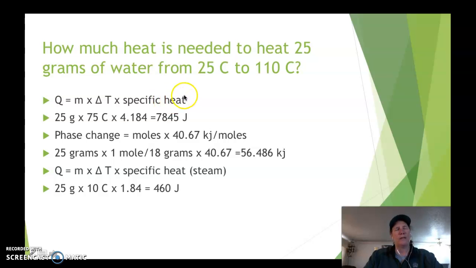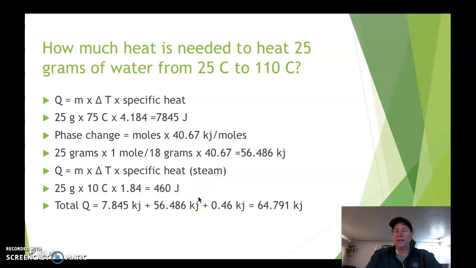What is it called? What do they call that? CP. Anyway, this is the amount of heat it takes. That's how it absorbs it. Or heat capacity, that's the word I'm looking for. Heat capacity. Okay, so here's the heat capacity for steam, and then I multiply. And again, I have to change that to kilojoules, so it'd be 0.46. Okay, and then you just add them all together.